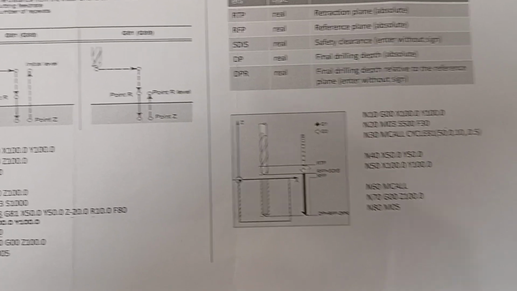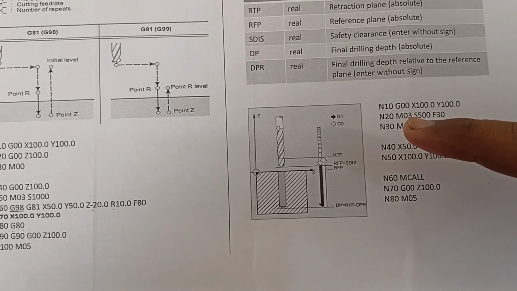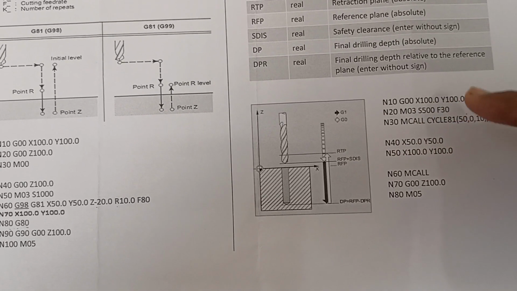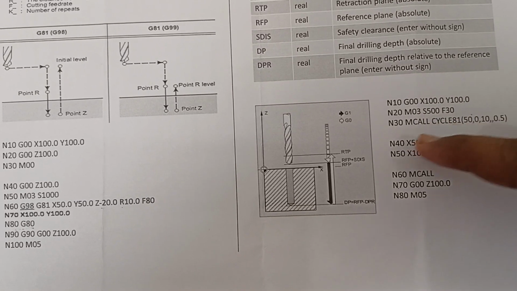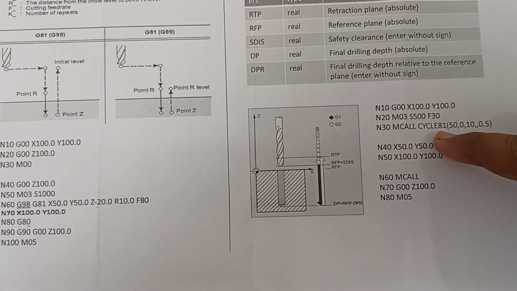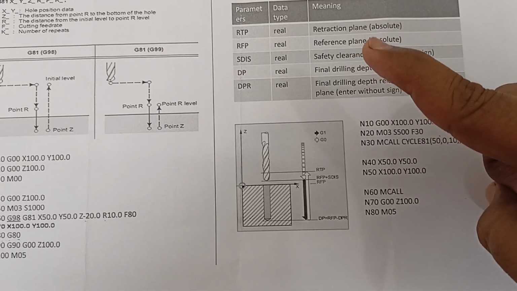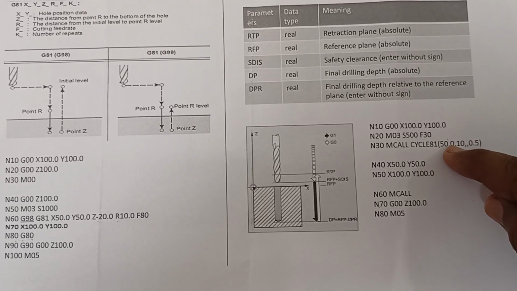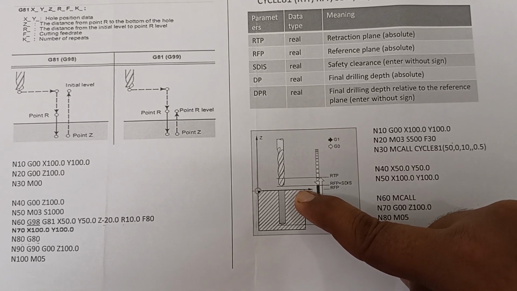In this block, I have mentioned the program. N10, Z100, X100, Y100. This is the hole position. After that, RPM starts with 500 and feed 30. MCALL CYCLE81: 50 is the RTP, the retraction plane. 0 is the RFP, the reference plane. This is the RFP.